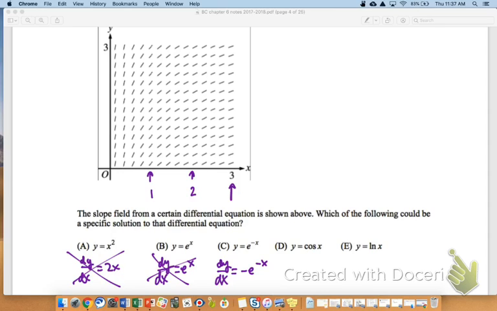If C was the answer, every single slope would be negative, wouldn't it? Because it's negative e to the negative x, and they're all positive up there on the graph, so it's not C. Was D the easiest to eliminate, maybe? Because you don't see any of this cyclical periodic motion, so it's probably not D. Which leads us to E. The differential equation for E is dy dx equals 1 over x. And this fits really nicely, because as x gets bigger, doesn't 1 over x get a little bit smaller, but remain positive, doesn't it?